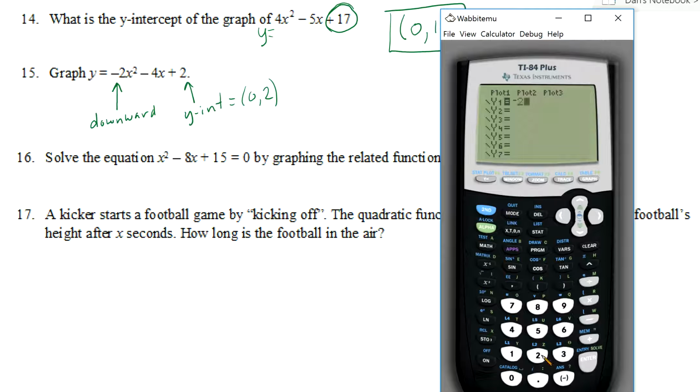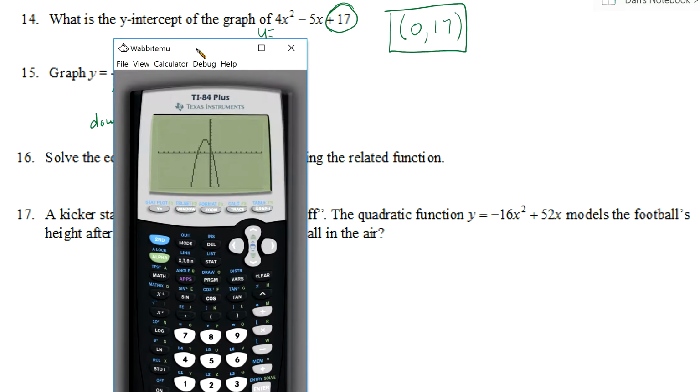So negative 2. Make sure you use that negative button down here when you enter this. If you use a minus sign, it's going to give you an error. Negative 2x squared minus 4x plus 2, graph. And you can see there's our y-intercept at 2, and it opens downward. It looks like it goes up to about 4-ish, at x equals -1.